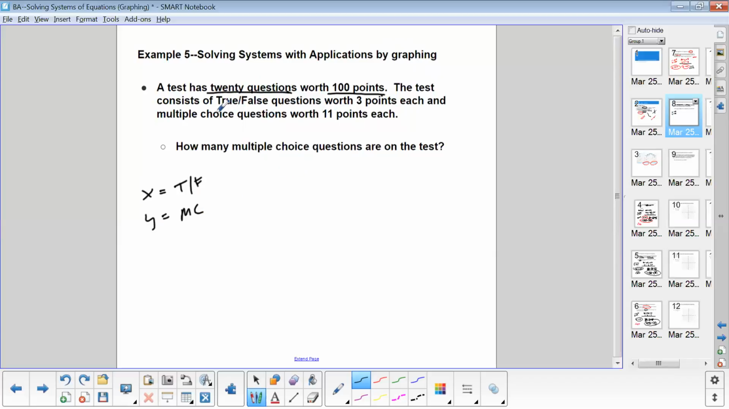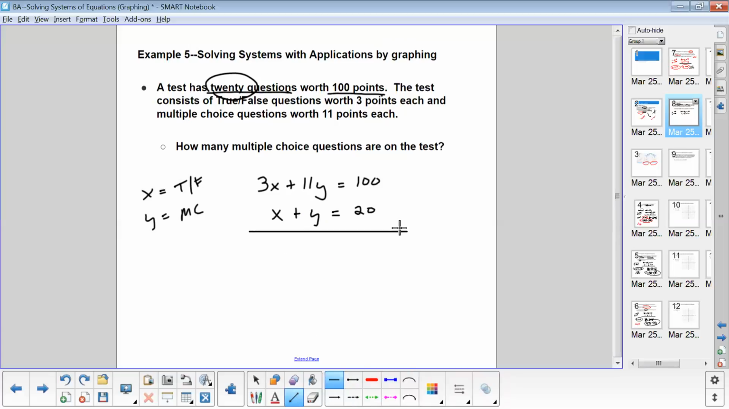Now we know that the test consists of true/false questions worth 3 points each. So each true/false question is worth 3. Each multiple choice is worth 11. We know that should give us a total of 100 points. Now this 20 questions is necessary because however many true/false plus however many multiple choice gives us 20.